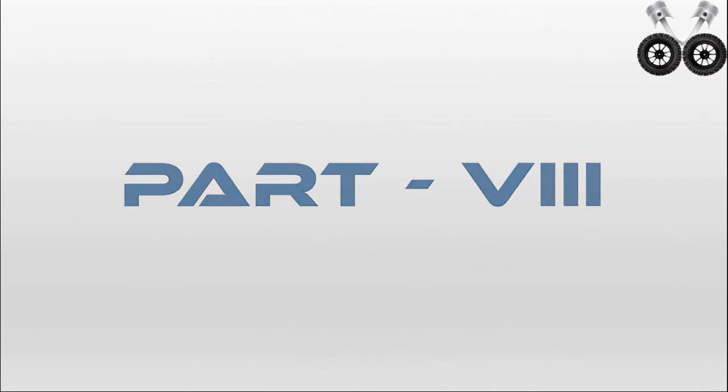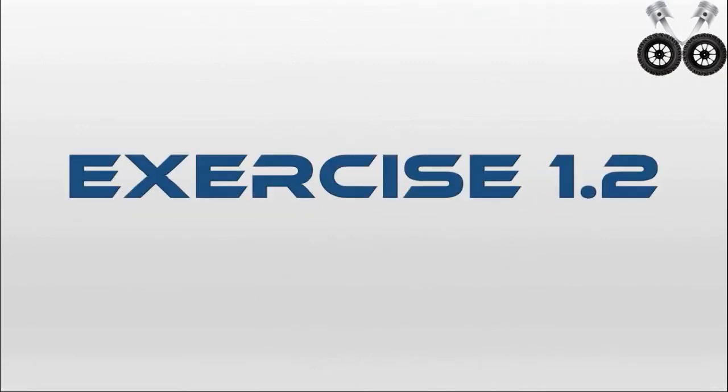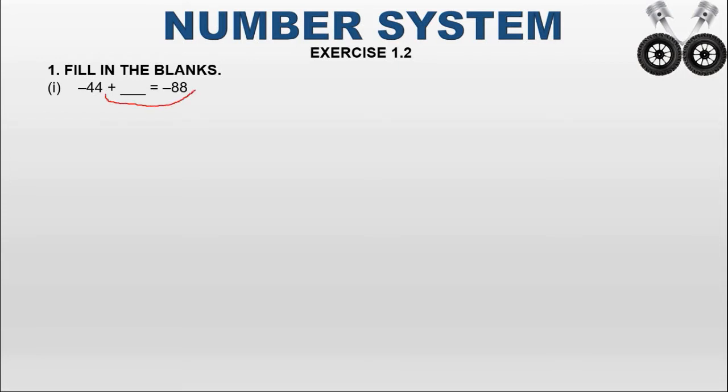Part 8, exercise 1.2. The first question is to fill in the blanks. Minus 44 plus dash equals minus 88. The number before the equal sign is the LHS. The number after the equal sign is the RHS. Whenever a term moves from the LHS to the RHS, the sign should be changed.